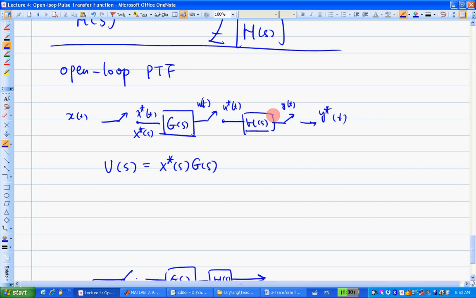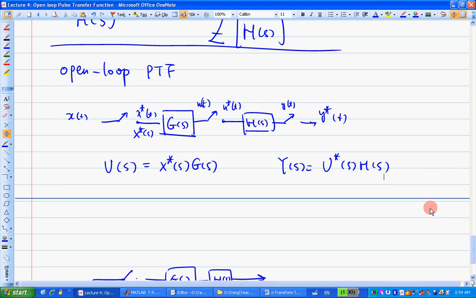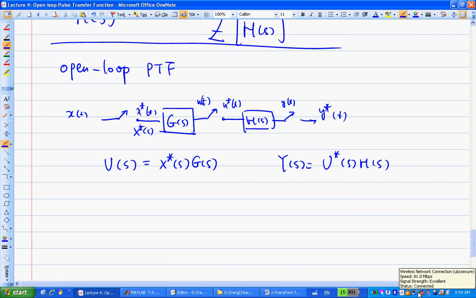And for this block here, the Y of S equals this U star of S multiplied by H of S. That's purely based on the blocks here. Then you take the star operation. Remember in the previous lecture, this is the star Laplace transform.